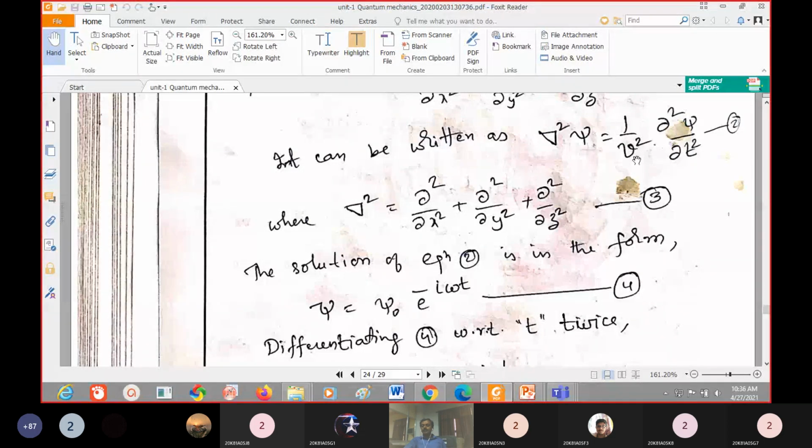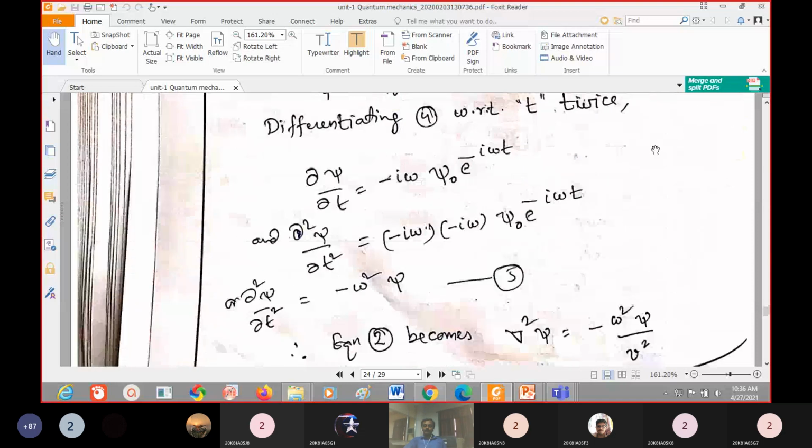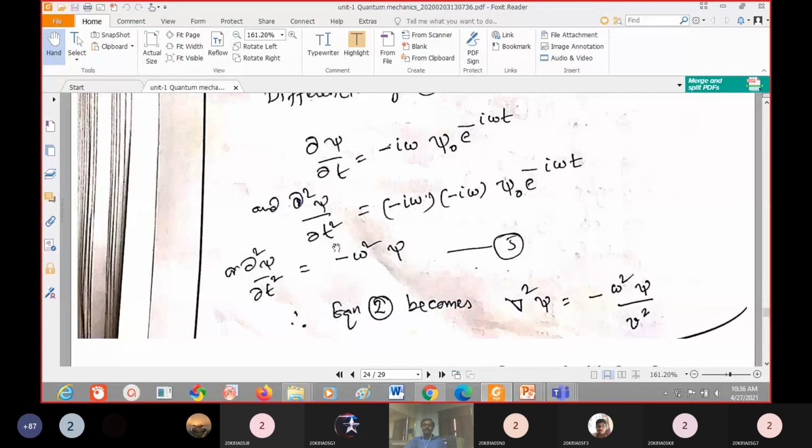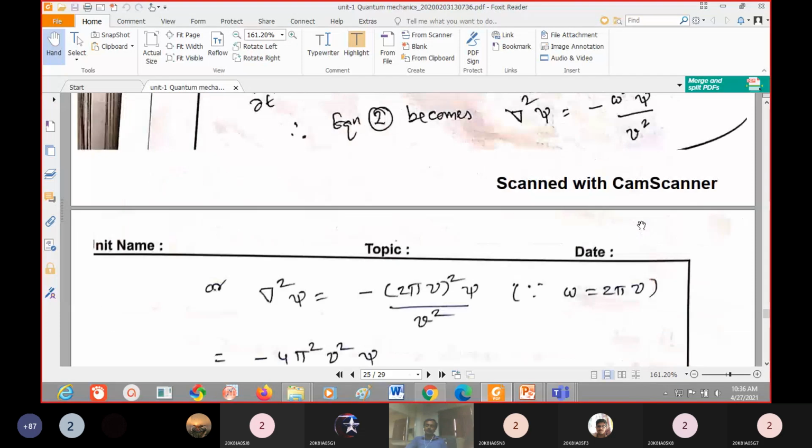So here del square psi is equal to 1 by v square into dou square psi by dou t square. Instead of dou square psi by dou t square, I am substituting minus omega square into psi. Then we will get the equation del square psi is equal to minus omega square into psi. So this is what we are substituting here.